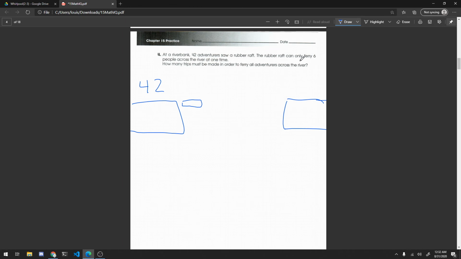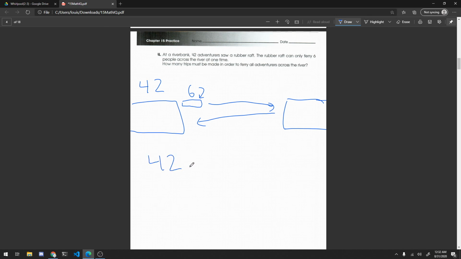But the rubber raft can only ferry 6 people across the river at a time. So that means only 6 people can fit on this raft. So how many trips must be made in order to ferry all adventurers across the river? So one trip is forward, going there and going back. So this problem is pretty simple.